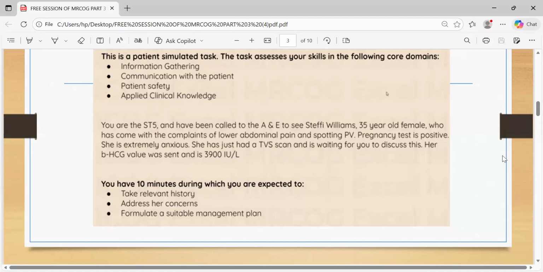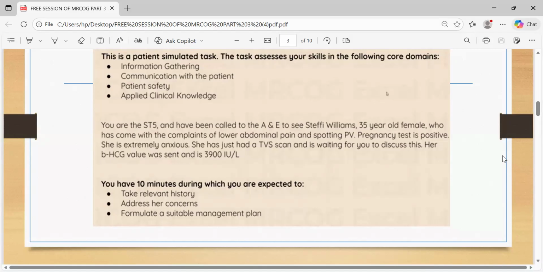So when anyone wants to volunteer on what the history will be, they can come forward, or I will explain. Anyone wants to discuss it? Okay, let us ask in the first session. So, first of all, in the history of presenting complaint, you have to ask about this abdominal pain and PV spotting in detail.